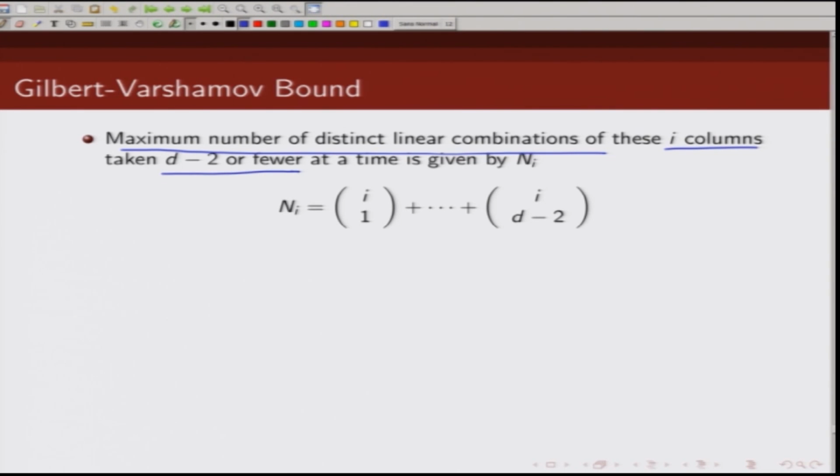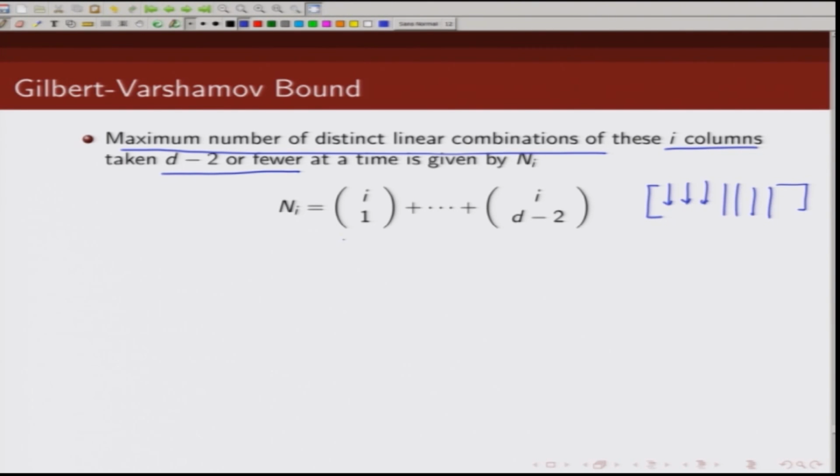So, what we are doing is, we have this H matrix, and these are the columns of this H matrix. Let us say we have constructed i columns. Now, we are taking linear combinations of 1 column, 2 columns, 3 columns, 4 columns, up to d minus 2 columns. So, we are taking linear combinations of these i columns taken d minus 2 or fewer at a time, and we are trying to find out how many such linear combinations exist.